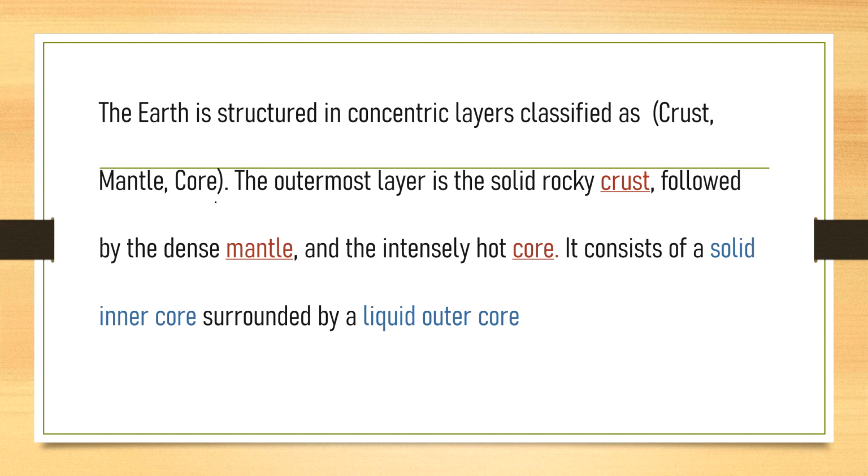So friends, as we discussed in the previous slide that the earth is structured in three concentric layers, right? Crust, mantle and core. So the outermost layer is solid rocky crust on which we all are living right now. Okay, then it is followed by the dense mantle and then the intensely hot core. Then the core, actually the outer core is liquid and the innermost core is solid. Okay, let's learn this more deeply in the next slide.